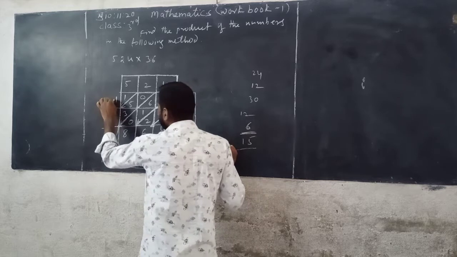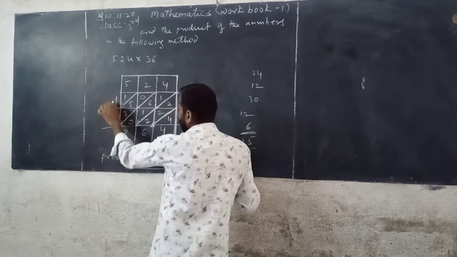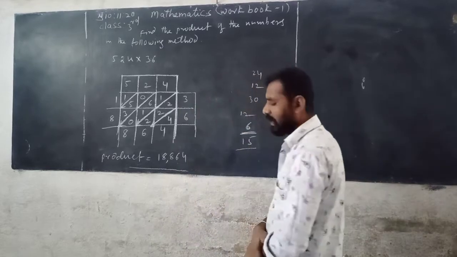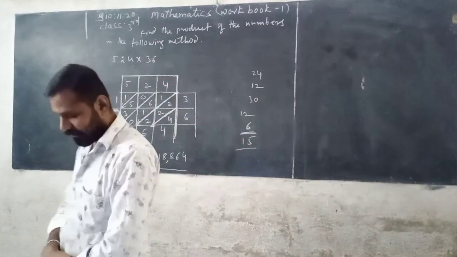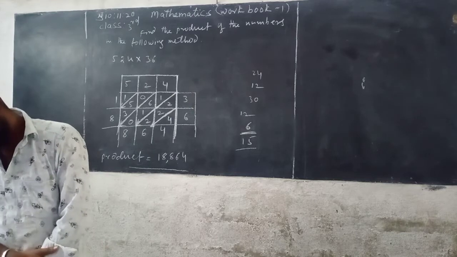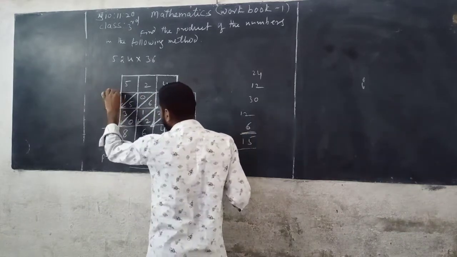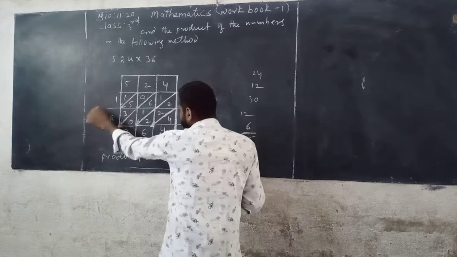Now you can start from this to this. See here, 1, 8, 8, 6, 4. Then you can write 18,864. The answer is read from left to right, this to this.